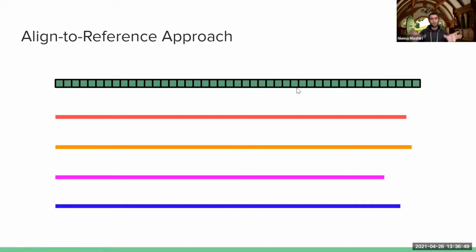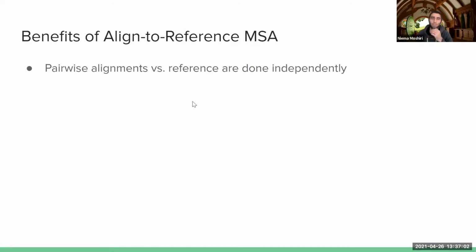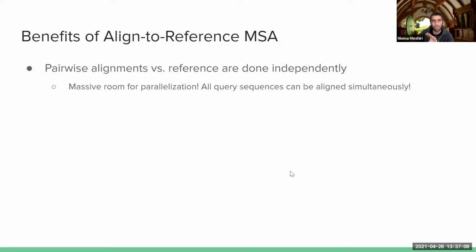Okay, so we've outlined a general approach, but how do we actually implement it? If we rewind roughly one year ago, this was an idea that I had to try to speed things up. First, let's talk about some of the benefits of this approach. These pairwise alignments against the reference are done completely independently, so there's a ton of room for parallelization.